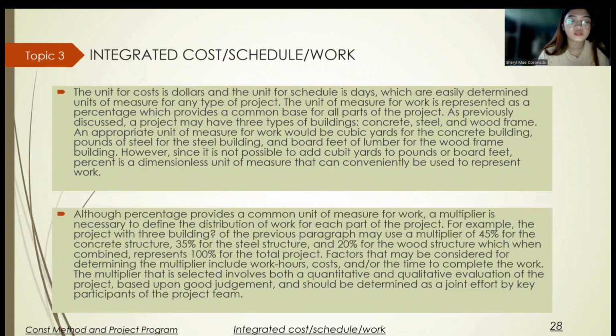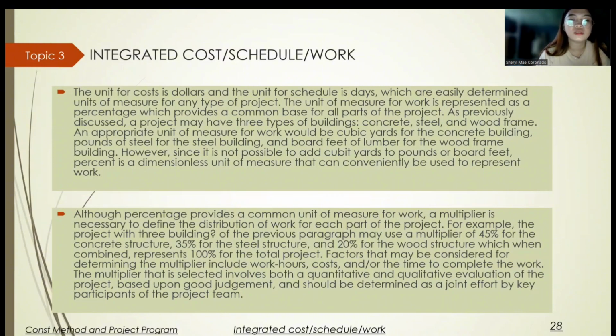Although percentage provides a common unit of measure of work, a multiplier is necessary to define the distribution of work for each part of the project. For example, the project may have 45% for the concrete structure, 35% for the steel structure, and 20% for the wood structure, which when combined represents 100% for the total project.